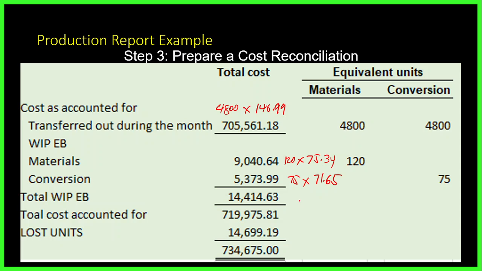I'm a bit nervous that the total is wrong, but let's pretend it's correct. The total of this one will be 14,414.63. You add this, your cost this month, plus the cost of what was transferred out, and you will get 719,975. Without the lost units, it won't balance, right? Because earlier it should be 734. And then you just add the cost of your lost units.